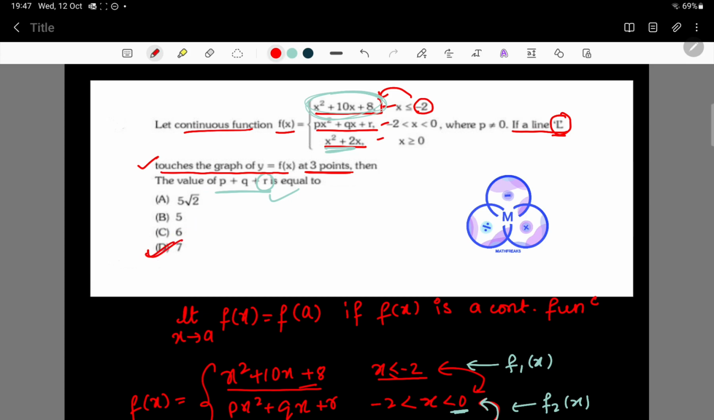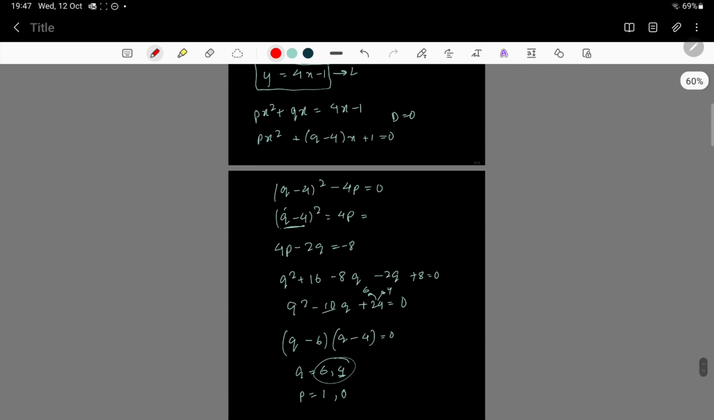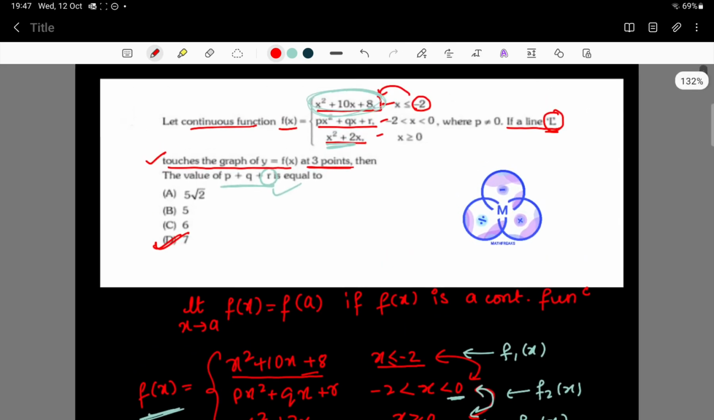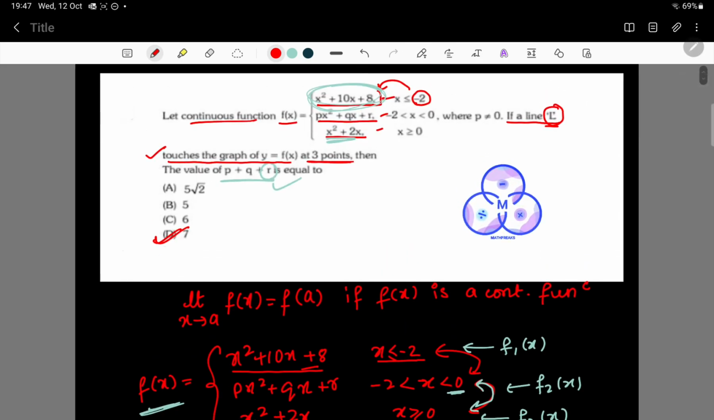I hope you understand this question. This was a beautiful question. Just keep in mind the concepts of the basic definition of continuity and some basic applications of derivative, right?